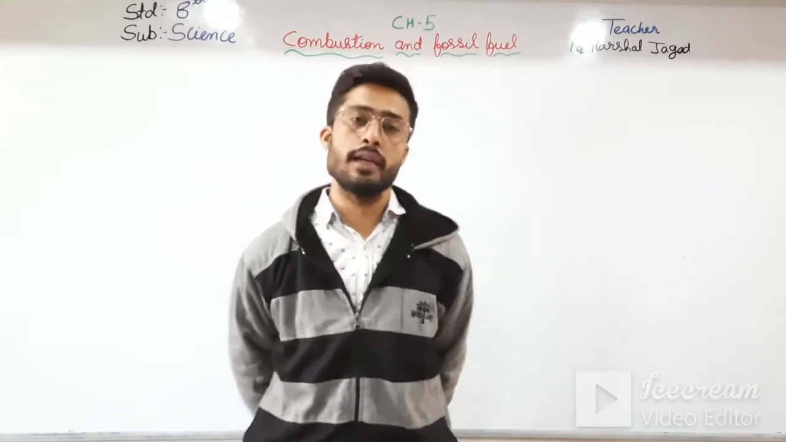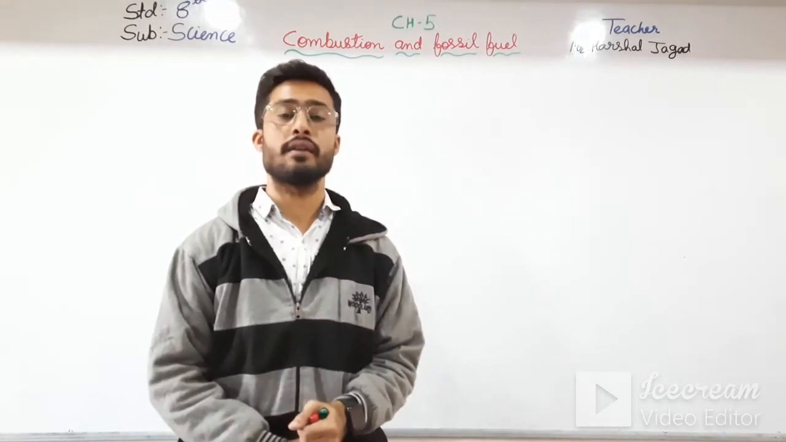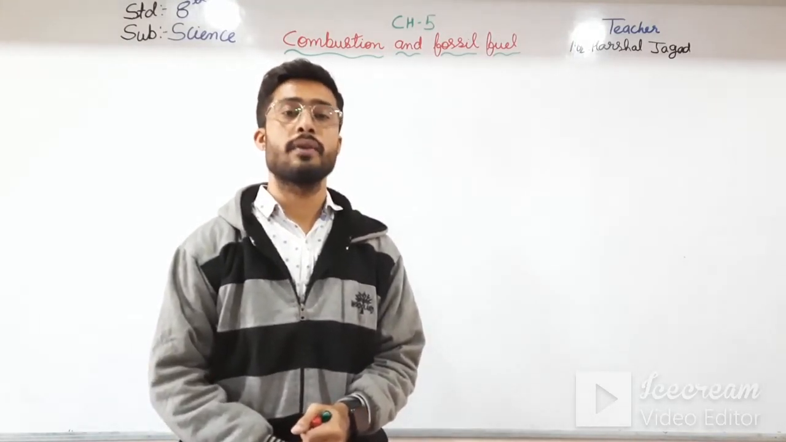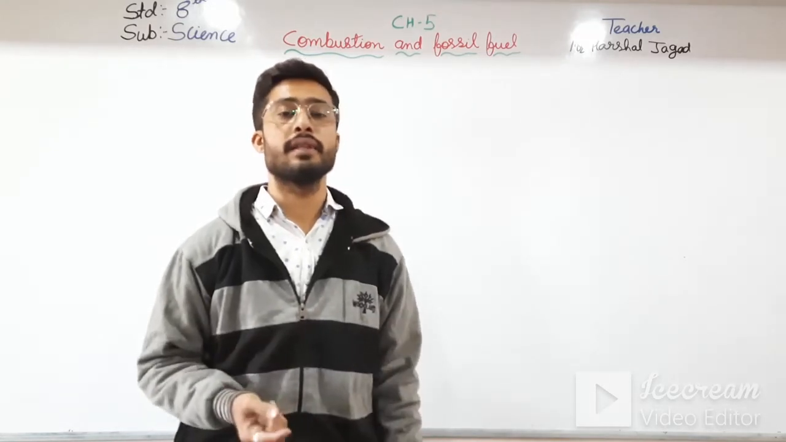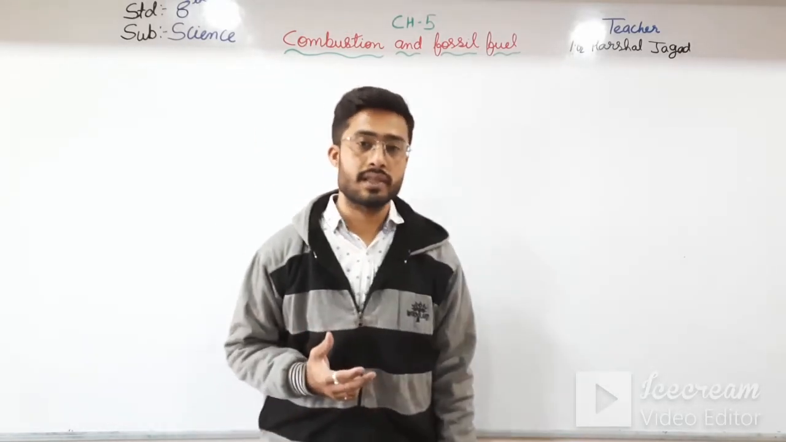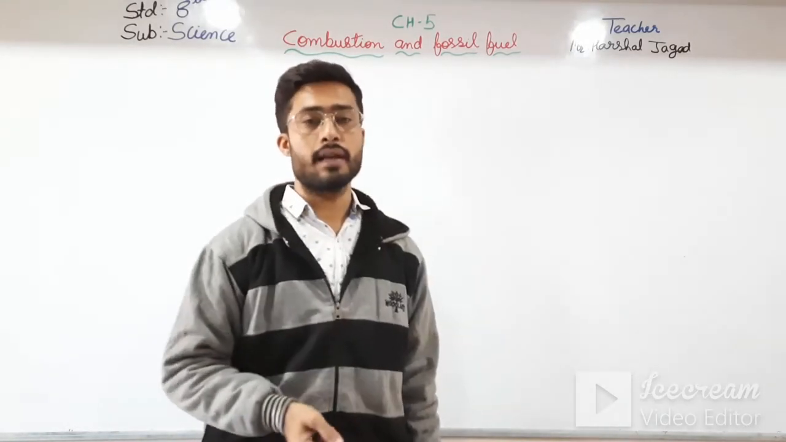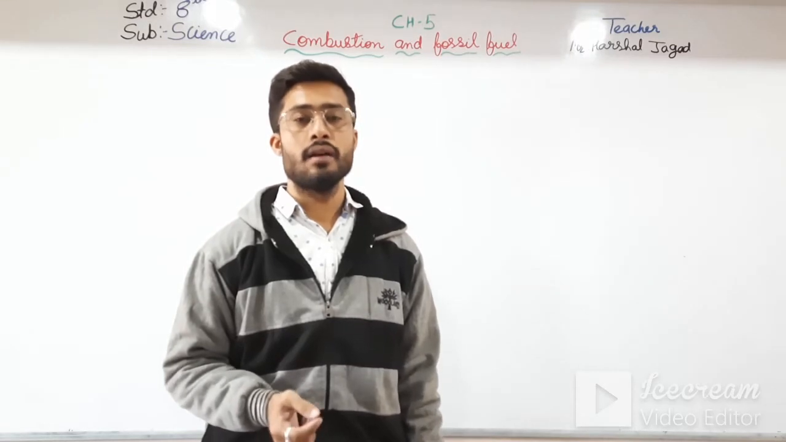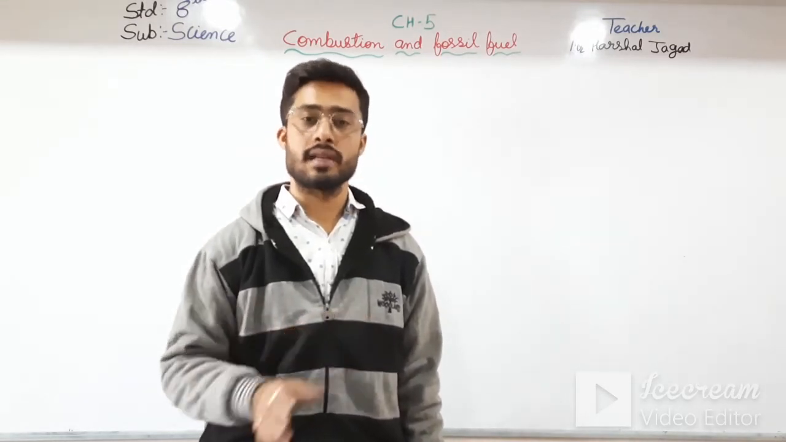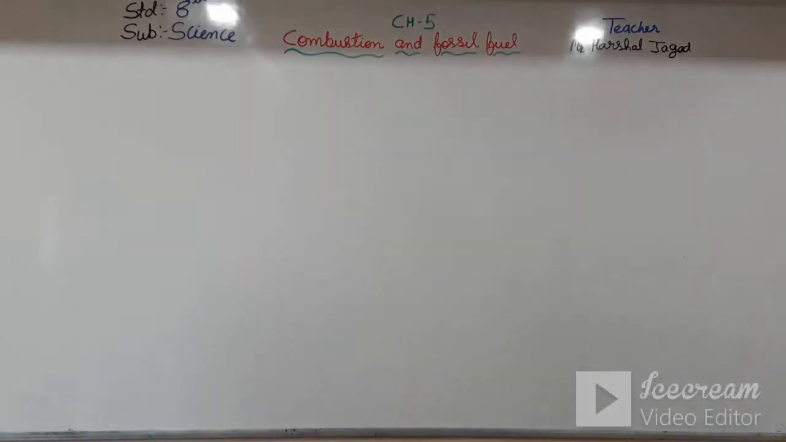So in the previous video we have just started the new chapter, that is combustion and fossil fuel. In that we have seen the combustion. So what is combustion? We have seen that, and then after we have seen the combustible substance and non-combustible substance. So what is combustible substance? When fire is taken near and it starts burning, and non-combustible substance means it does not start burning. Okay students, so these are the combustible, non-combustible and combustion substance.